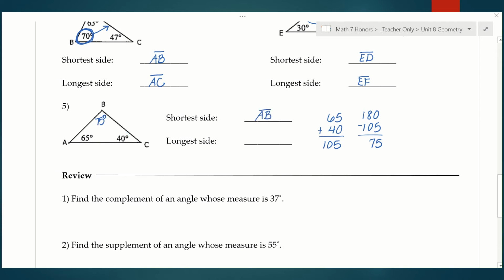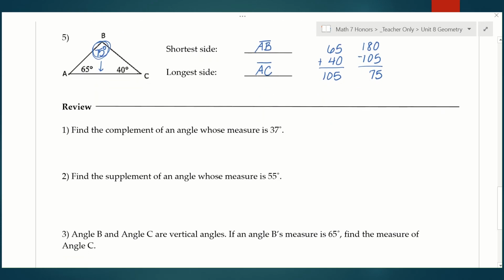And to get my longest side, I look for my largest angle, which thankfully I found the missing one because that happens to be my largest angle. And so my longest side is across from it, side AC. Okay, so those are the 2 triangle inequality theorems that we need to know.